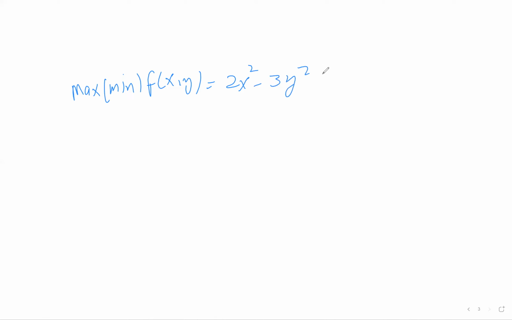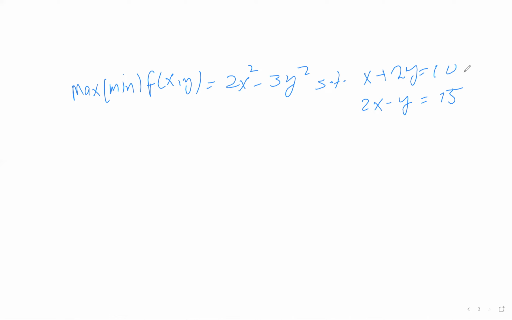is equal to 2x squared minus 3y squared, and it's subject to two constraints. The first constraint is x plus 2y equals 10, and the second constraint is 2x minus y equals 15. Now, for this one, as I said, we need to use a Lagrangian multiplier.